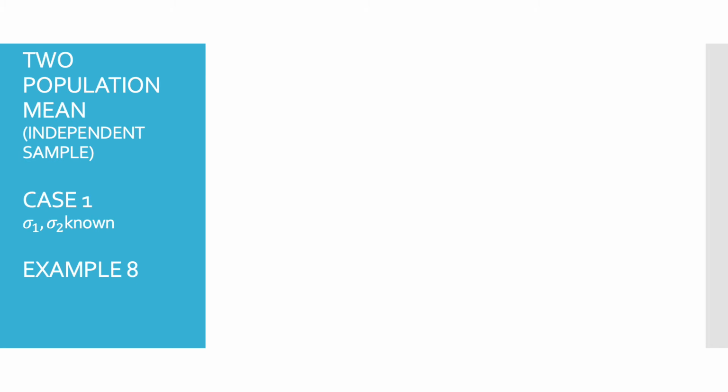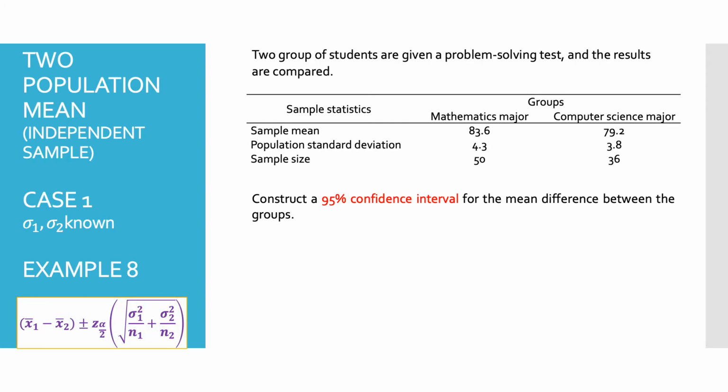Which is, sigma 1 and sigma 2 are known, or sigma 1 square and sigma 2 square are known. Look at the example. Two groups of students are given a problem solving test and the results are compared. We have information in the table regarding the sample mean, population standard deviation, and sample size for mathematics major and computer science major.